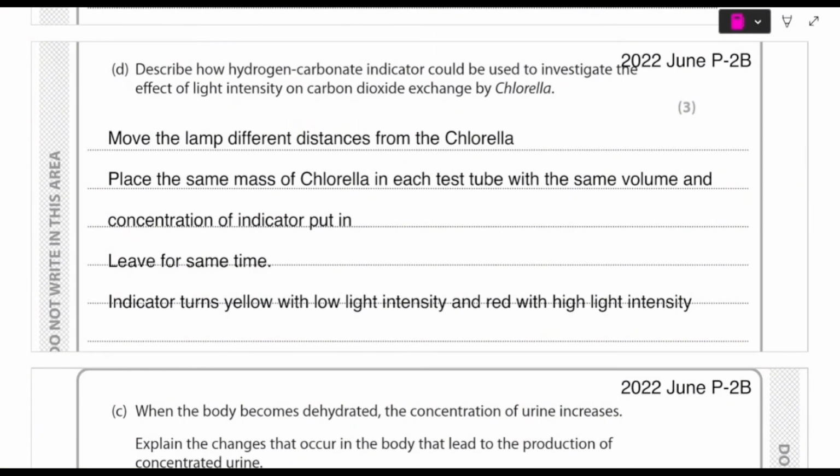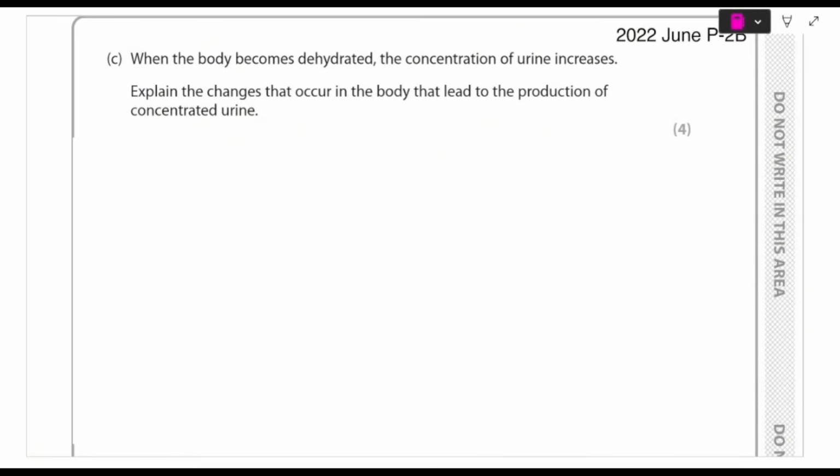When the body becomes dehydrated, the concentration of urine increases. Explain why that occurs, that leads to the production of concentrated urine. So when our body becomes dehydrated, that means our blood has a low content of water. This change is detected by the hypothalamus, and it sends a signal to our pituitary gland to release a hormone which is known as ADH.